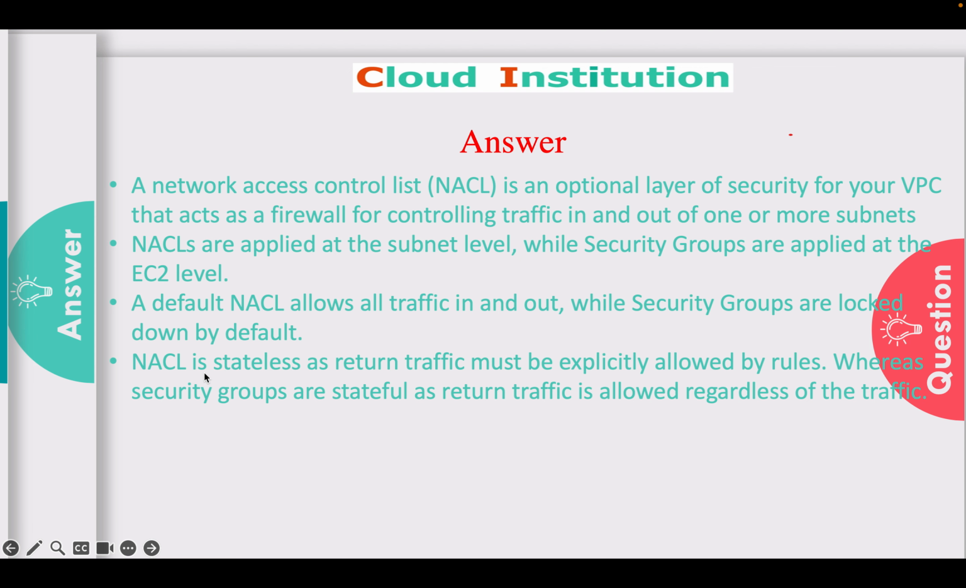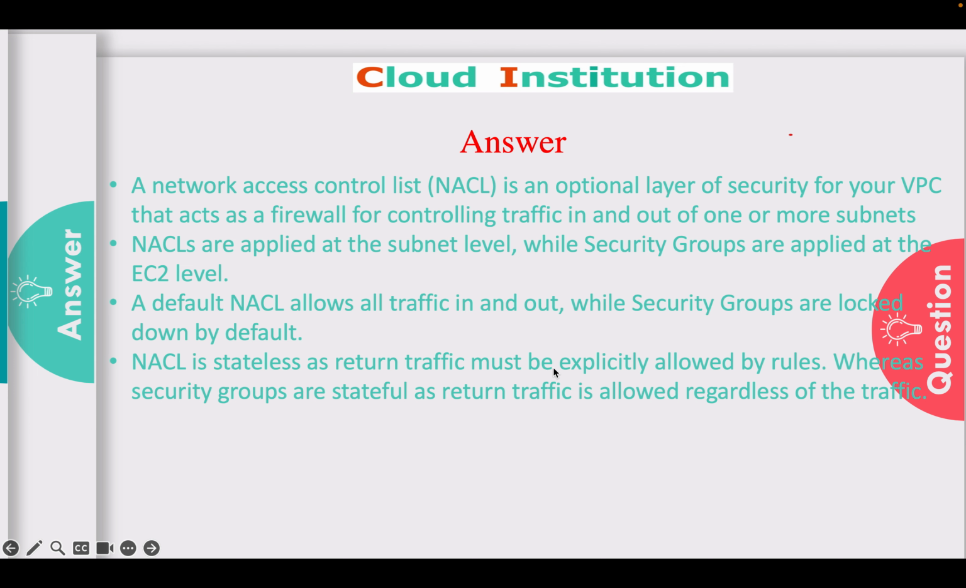The next difference is that NACL is stateless, as return traffic must be explicitly allowed by a rule, whereas security groups are stateful, as return traffic is allowed regardless of the rules. What do we mean by stateless and stateful? Stateless means the connection information is not saved by the router, so it doesn't know what connection has been allowed in and what connection has been allowed out. No traffic information is saved in the router. That's why it's called stateless.